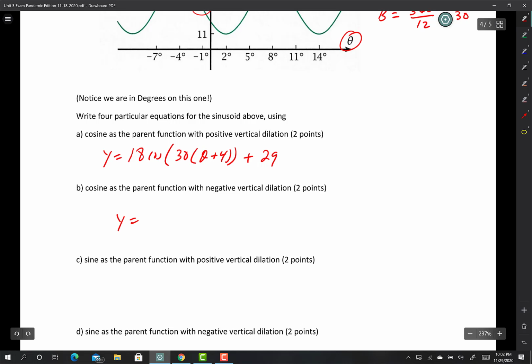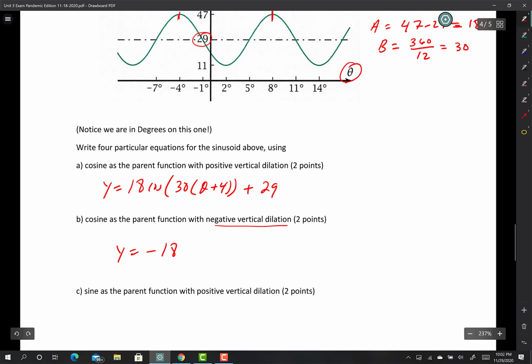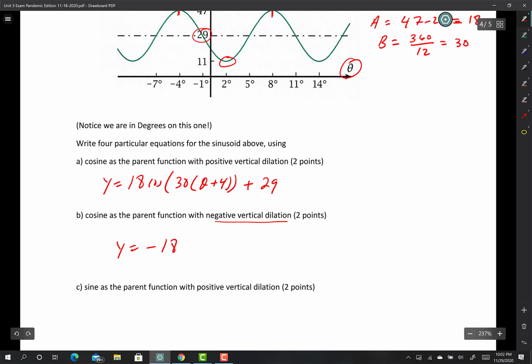Y equals, they want a negative vertical dilation. So that just means a negative in the front. So -18. So you're going to have to use the minimum now, guys. So I'm going to look at this one right here. So -18 cosine 30 theta minus 2 close plus 29.